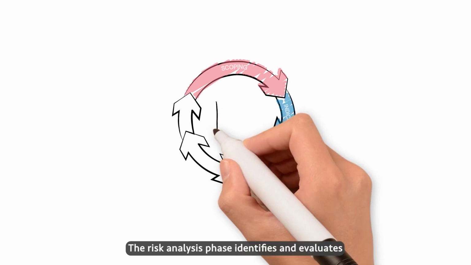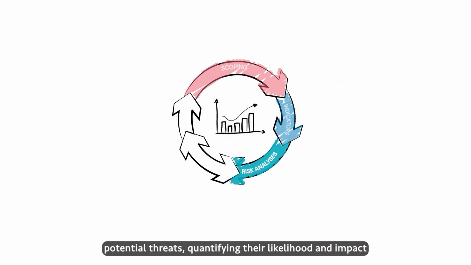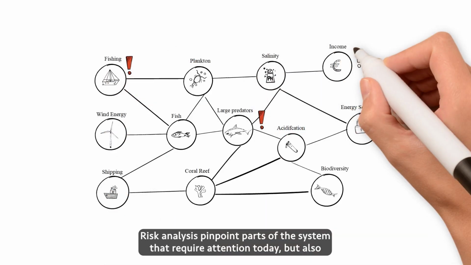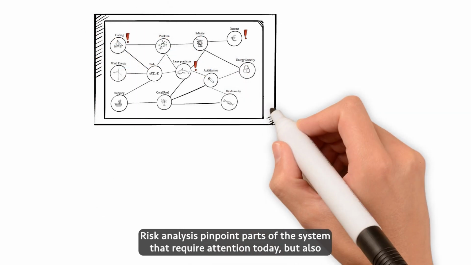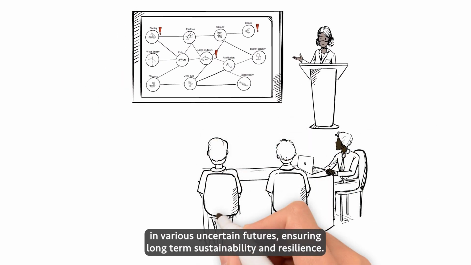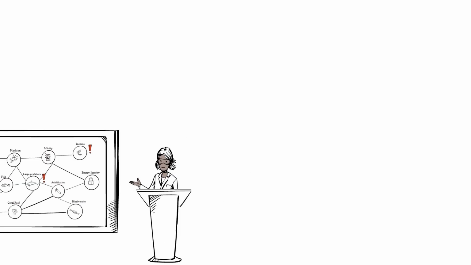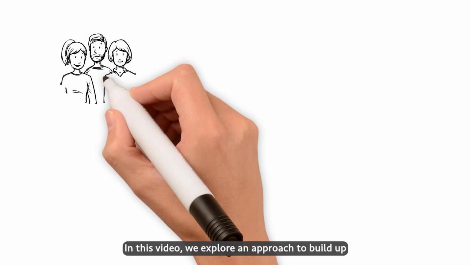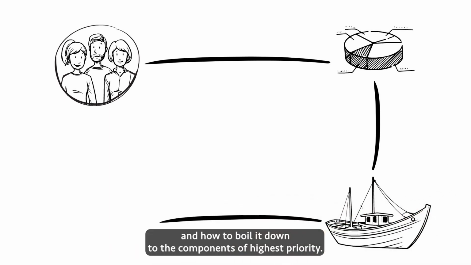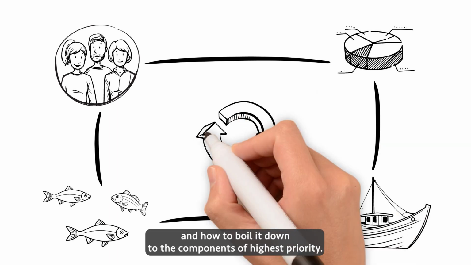ecosystem services. The risk analyses phase identifies and evaluates potential threats, quantifying their likelihood and impact. Risk analyses pinpoint parts of the system that require attention today, but also in various uncertain futures, ensuring long-term sustainability and resilience. In this video, we explore an approach to build up a comprehensive picture of a socio-ecological system and how to boil it down to the components of highest priority.